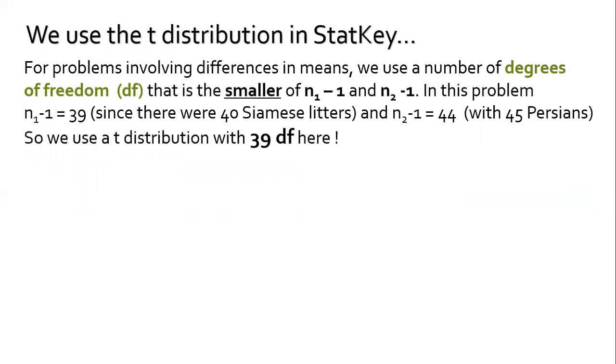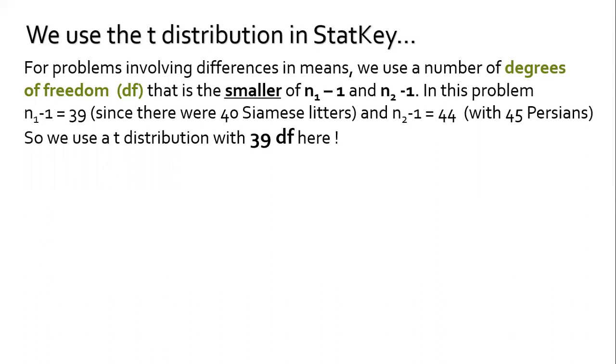For problems involving differences in means, such as the ones that we're looking at here, the number of degrees of freedom will be the smaller of n1 minus 1 and n2 minus 1. In other words, we're going to take a look at the numbers that are one less than our two sample sizes, and we're going to choose the smaller of the two of them.